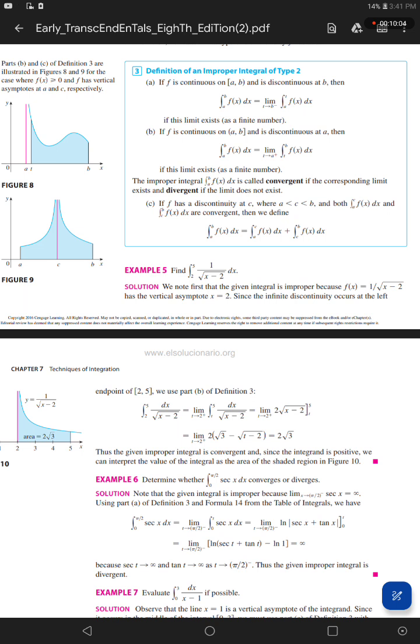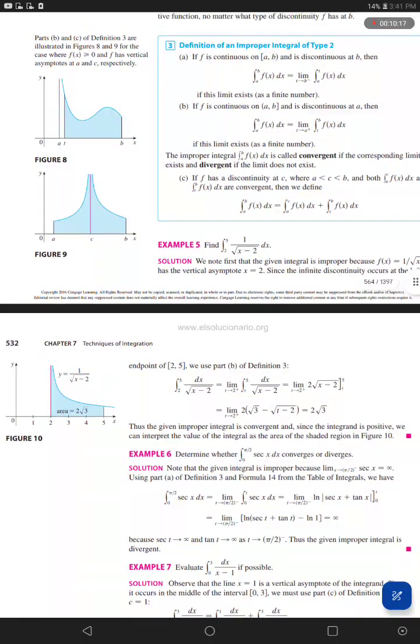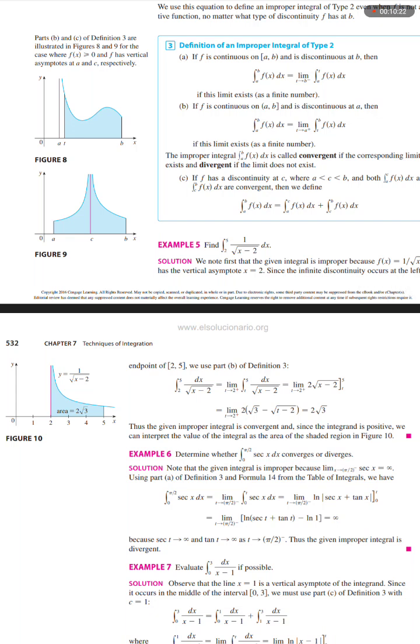The integral from 2 to 5 of dx over the square root of x minus 2 equals the limit as t approaches 2 from the right of the integral from t to 5 of dx over the square root of x minus 2, which equals the limit as t approaches 2 from the right of 2 times the square root of x minus 2 on the interval from t to 5.